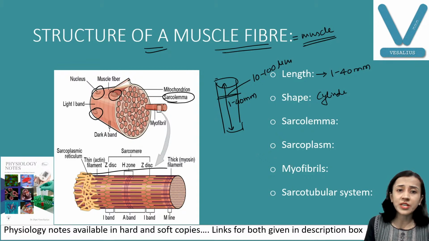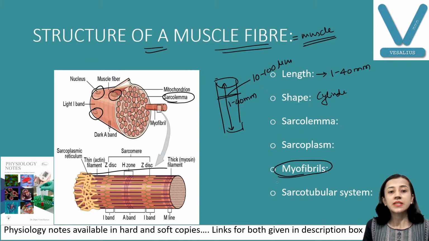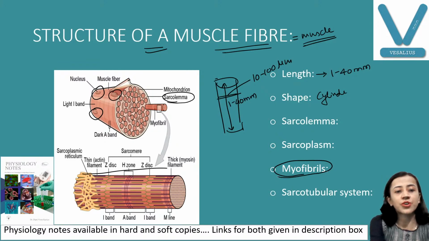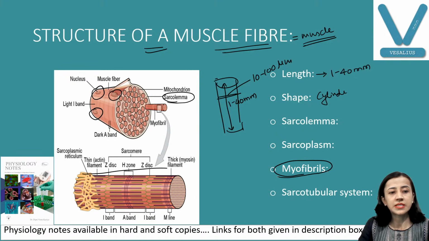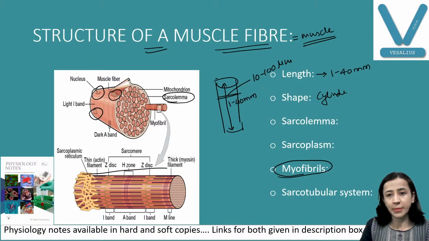Another important structure of the skeletal muscle is myofibril. Now what is myofibril? Myofibrils are the fibril structures, the main structure of the muscle. We'll discuss them. Each muscle has a large number of myofibrils. I'll show you the diagram. In this diagram it is not visible, and it contains actin and myosin filaments.